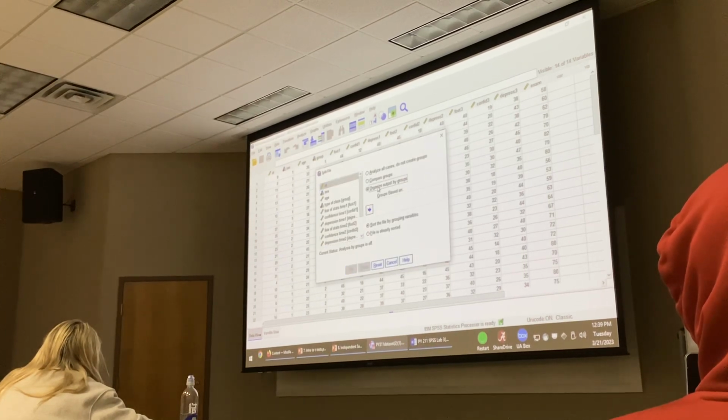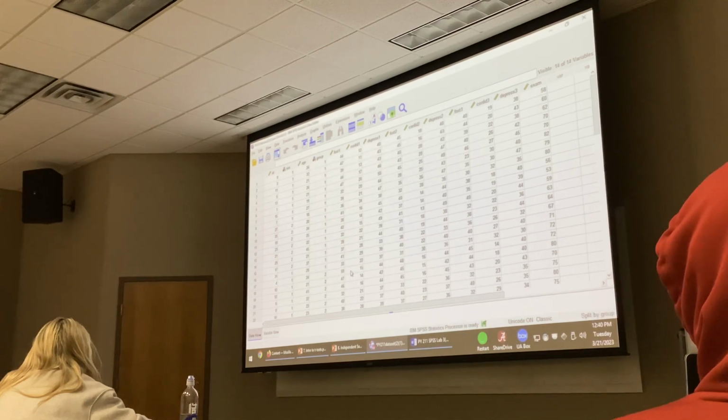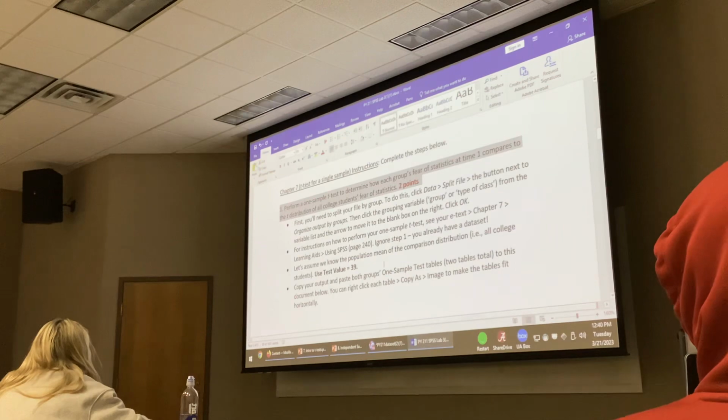organize output by groups. Our grouping variable is group or type of class. Remember, variable name, variable label, group, type of class are synonymous here for the same variable. That's our grouping variable. Now, all of our output is going to show output for the math skills group and confidence building group separately. And click OK. It doesn't do anything, doesn't show you anything, but you should see your output separated by group now. That was all of this.